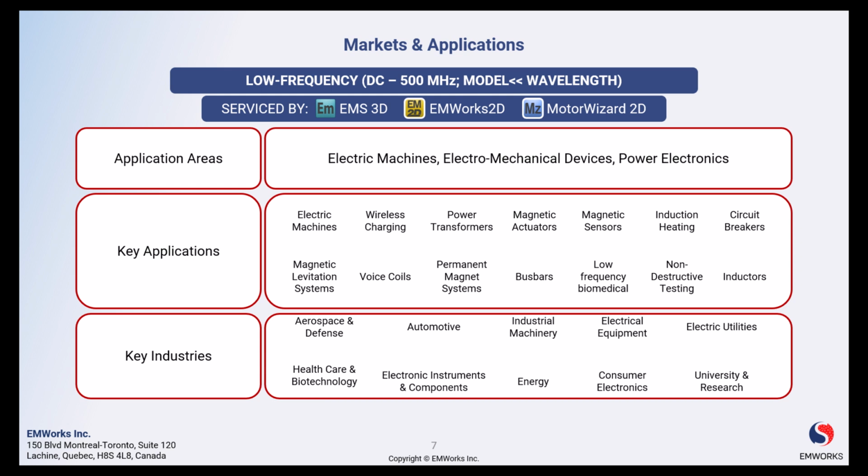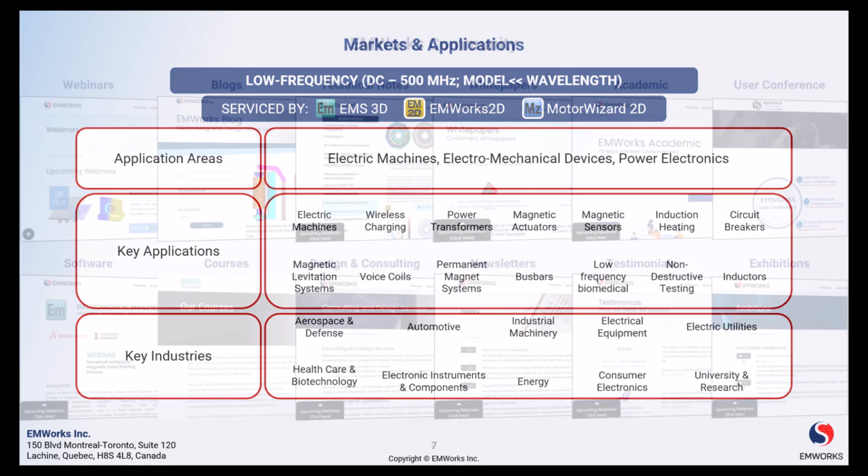HFWorks caters to RF, microwave, and wave applications like antennas, waveguides, and high-speed electronics. Defense, telecom, electronics manufacturers, and research institutions rely on HFWorks for next-generation product development. This combination of low and high-frequency tools positions EMWorks as a trusted simulation partner across diverse industries.